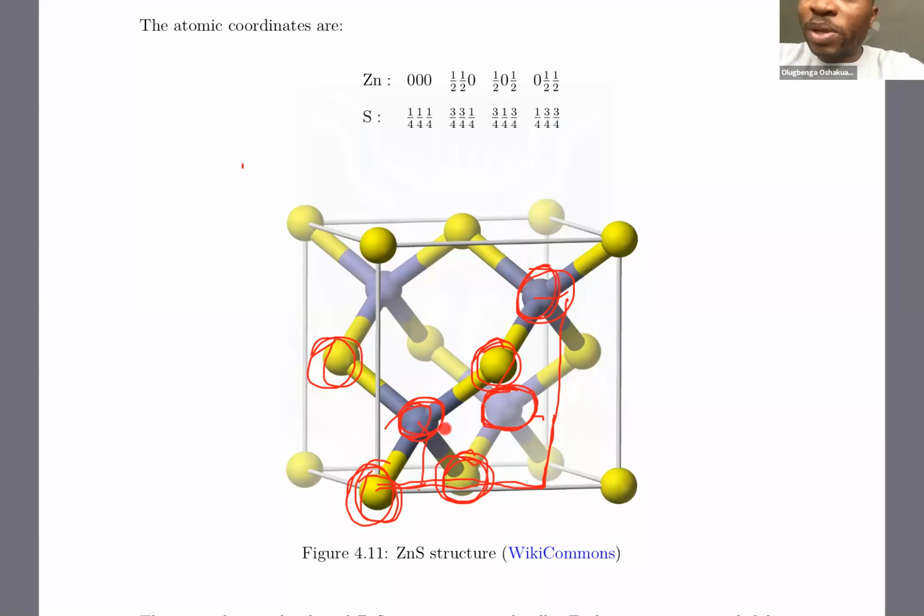So finally, 1/4, 3/4, 1/4, 3/4, 3/4. I'm referring to this point, 1/4, 3/4, 3/4. That is as good as coming from here, from the origin, we move 1/4, and we move up 3/4, and we also travel 3/4 to get to this point.